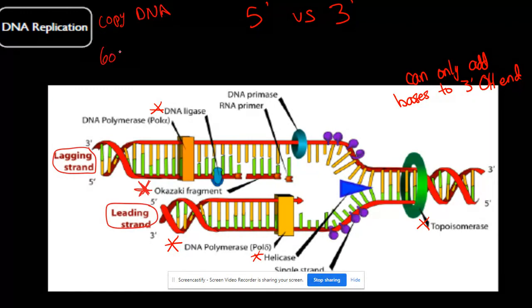Now I always like to talk about goals, right? And what's the goal? I mean, why is the DNA copied? Why do our cells need to make sure that is happening?